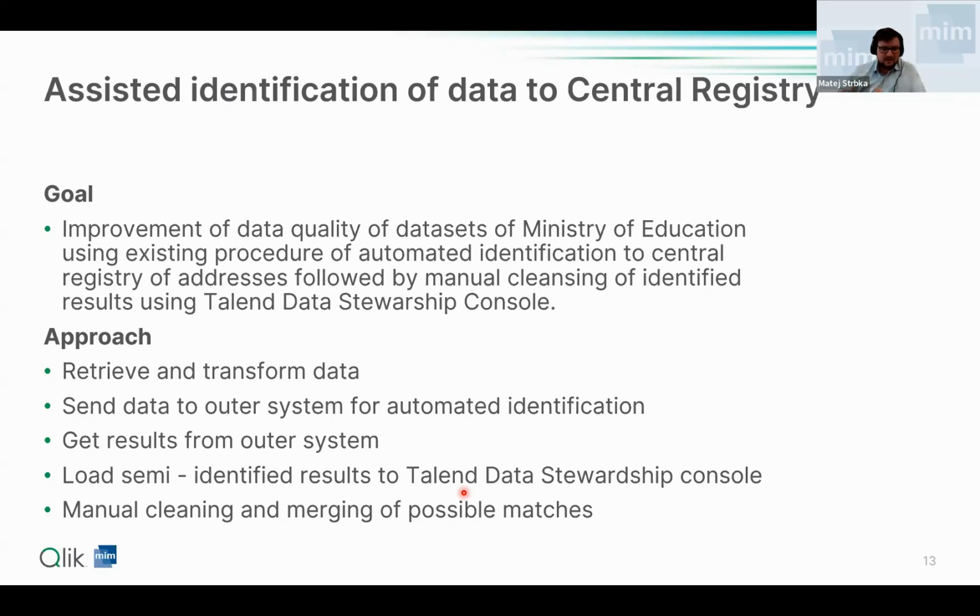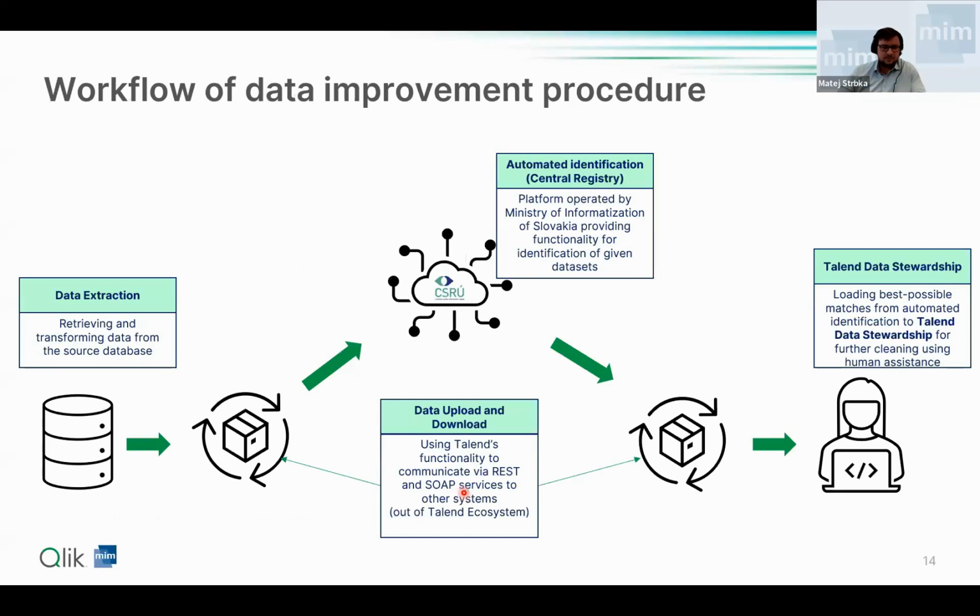Just to explain a little bit, the central registry is a source of the true data. It's a central registry of addresses, and each address should be identified to the central address. So the workflow was very simple. We had to retrieve data from the source database of the Ministry of Education and transform it. Using Talend's functionality, we were able to send it to an outer system.